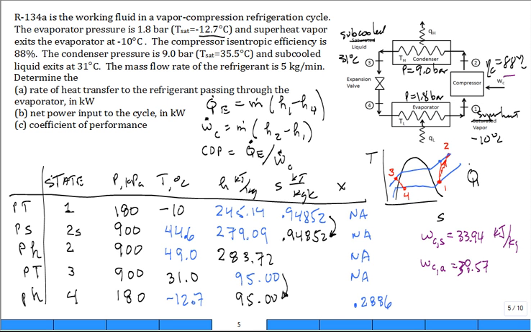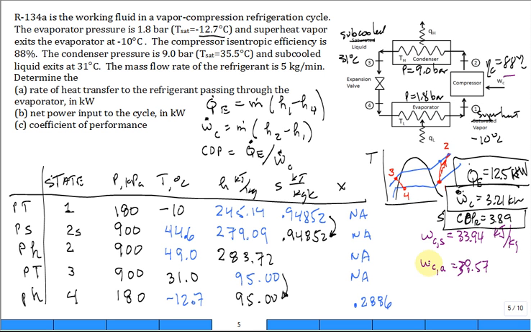Q dot evaporator comes in at 12.5 kilowatts. And the W dot for the compressor, the power needing to drive the compressor, is only 3.21 kilowatts. And the coefficient of performance for the refrigeration system is 3.89. Any comments or questions about that?